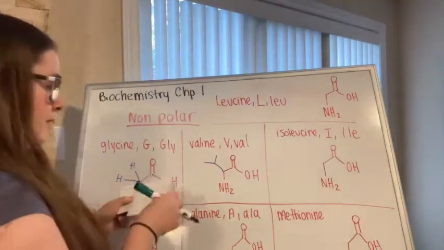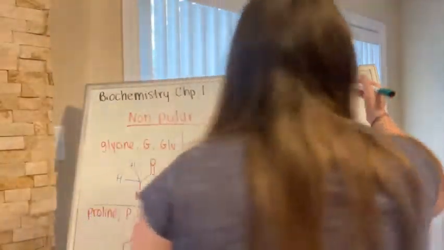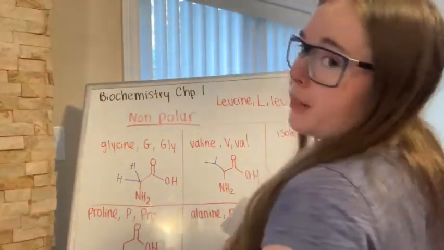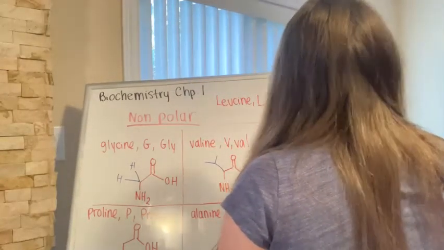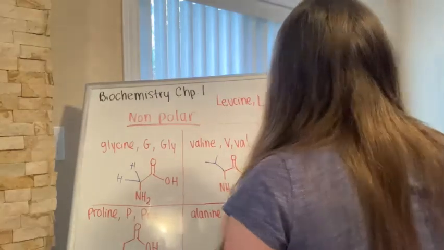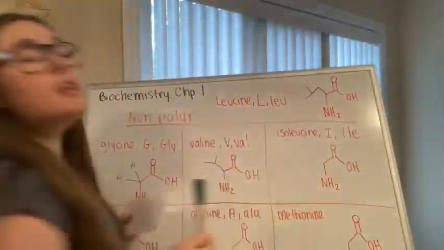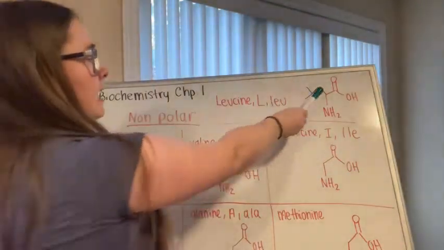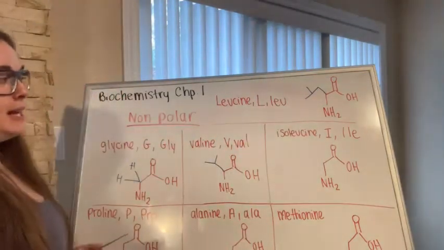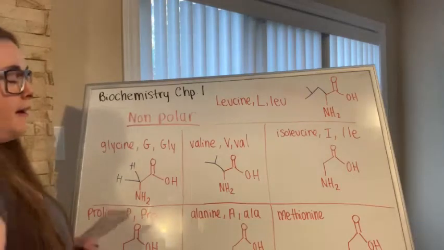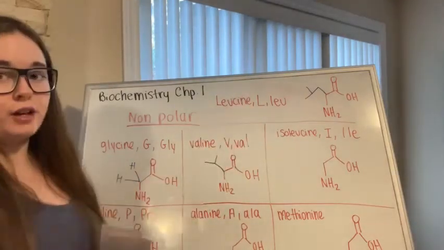So leucine actually has, I'm going to write it over here and then I'll move out of the way. So leucine kind of looks like this. It has 1, 2, 3, 4 carbons in its side chain attached to that alpha carbon of the amino acid.